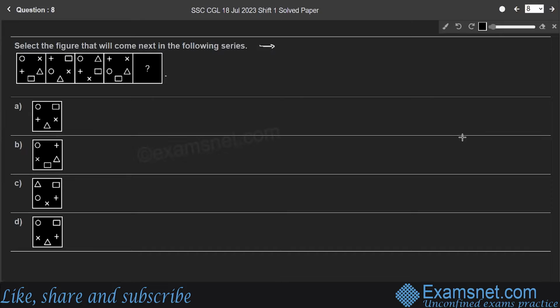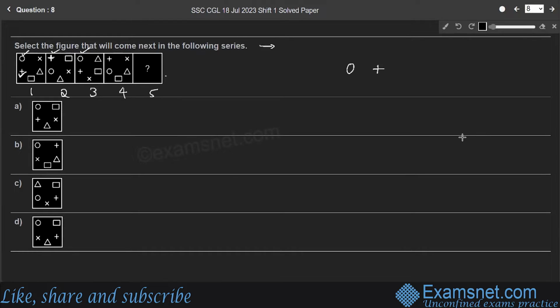Question number 8. Select the figure that will come next in the following series. The given series has 4 figures. We need to find the 5th one. In the first figure, the circle and plus signs are moving up and down in each step. Look at the second figure, in which the plus sign is on the top, whereas the circle is in the middle. In the next figure, the circle goes up and the plus sign comes down.